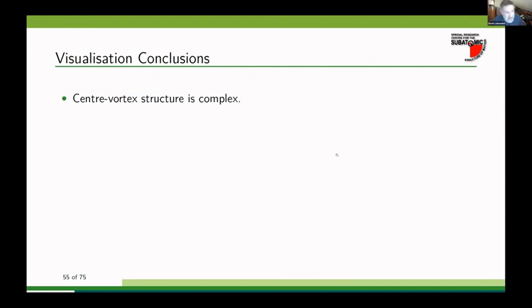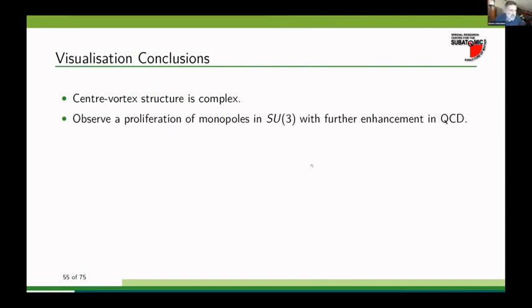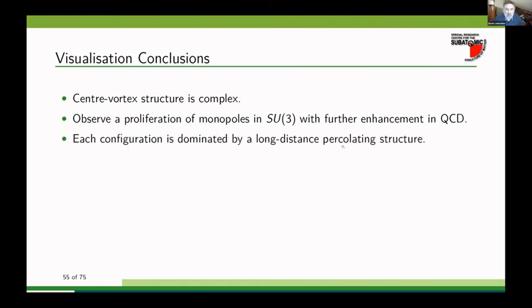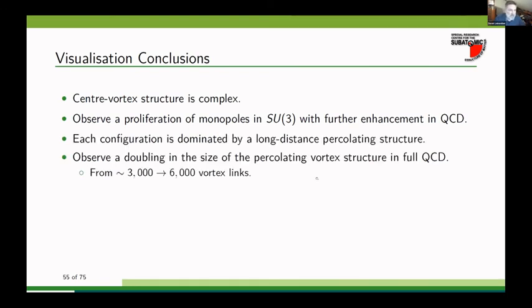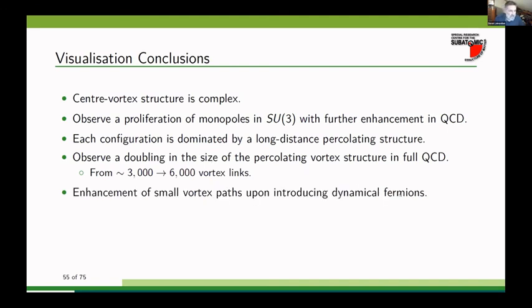So just to wrap it up quickly, first of all, we've seen that center vortex structure is complex. There's all sorts of monopoles in SU(3) with further enhancement when you introduce dynamical fermions. There's always a long distance percolating structure, and it's a huge difference in the number of vortex links. And we've also seen that even the small paths become much more complicated.